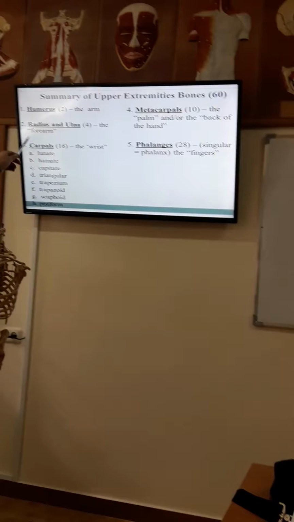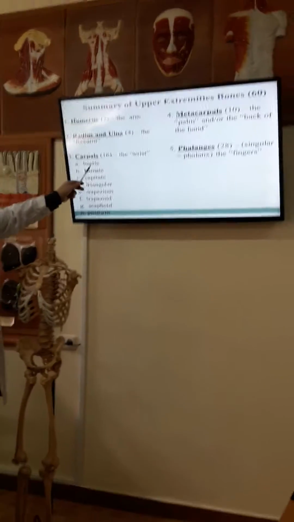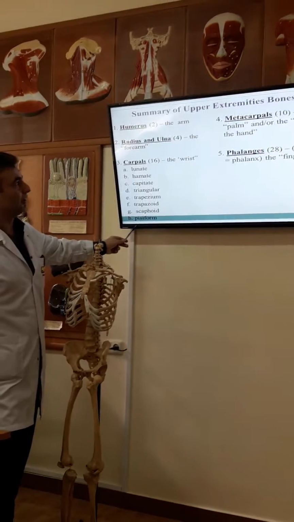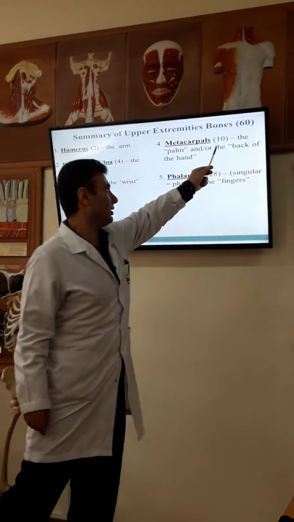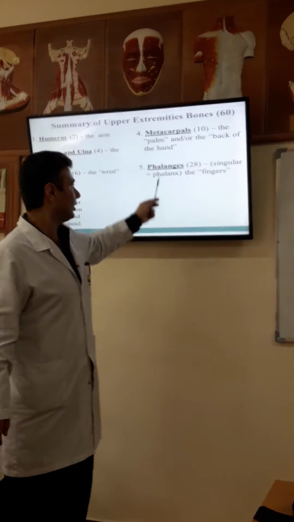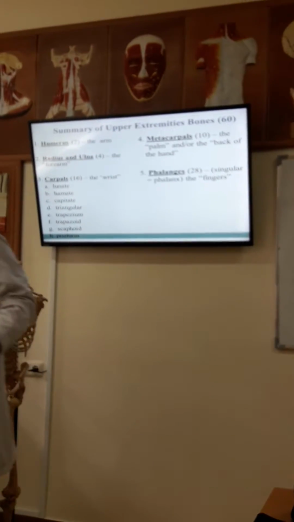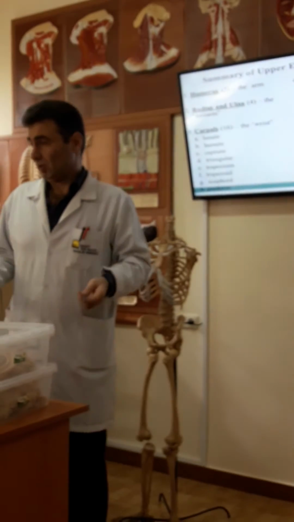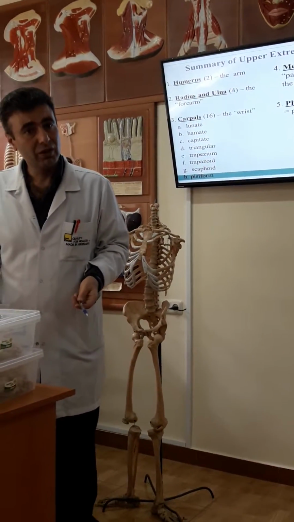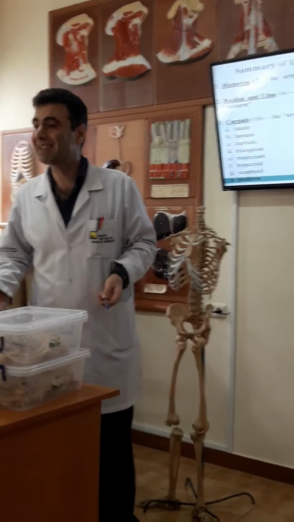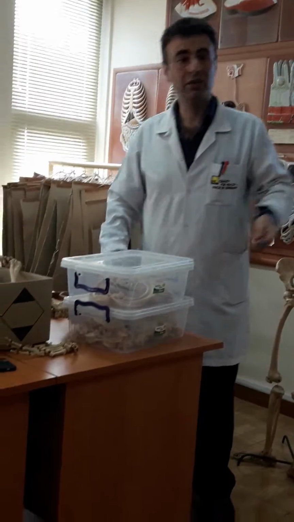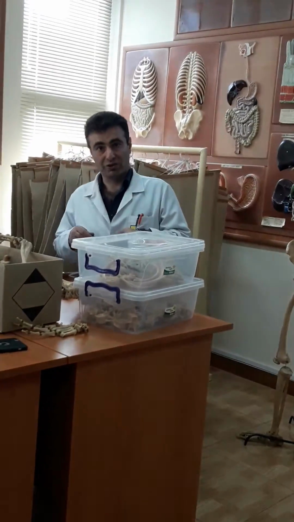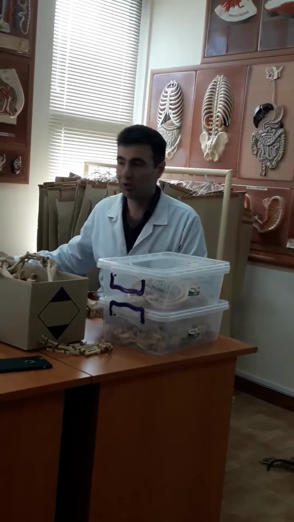Please. 2 humerus, 4 radius and ulna, 16 bones in the wrist. You can find it. 10 bones in metacarpal, in right and left, and 28 in the phalanges. Let's say finally we will have 60 bones in the upper extremity. During these last 2 lessons, we studied together 60 bones. 13 right, 13 left. Do you have any questions about the upper extremity bones?